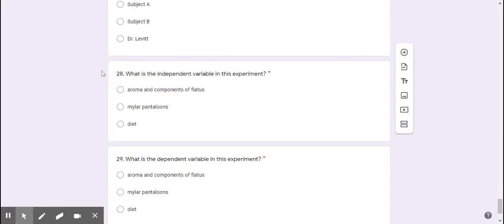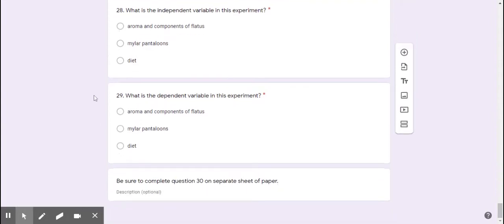Number 28. What is the independent variable in this experiment? The aroma and components of the flatus, the mylar pantaloons, or the diet? What is the dependent variable in this experiment? The aroma and components of the flatus, the mylar pantaloons, or the diet? And for number 30, please complete it on a separate sheet of paper. Good luck!